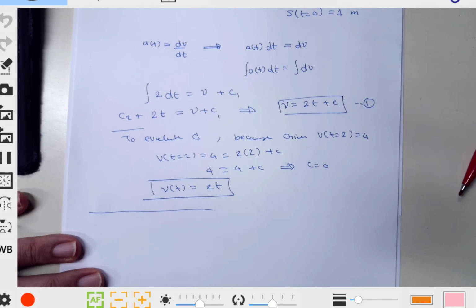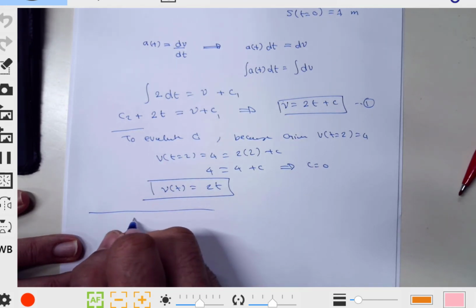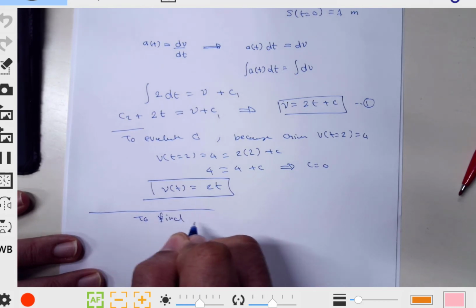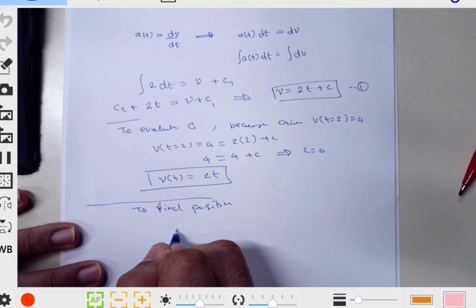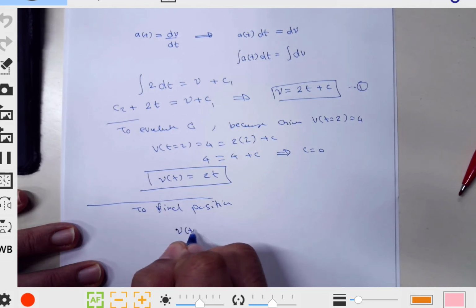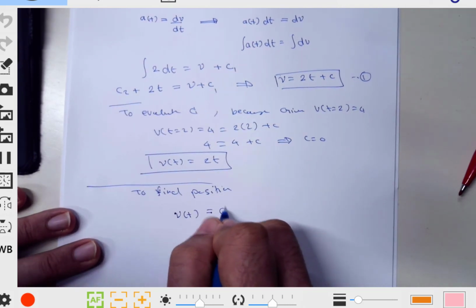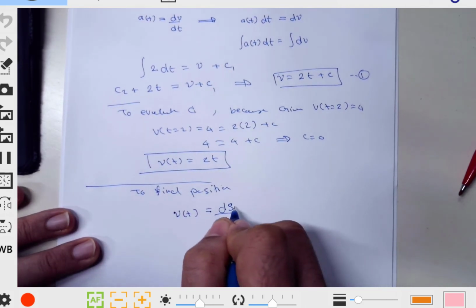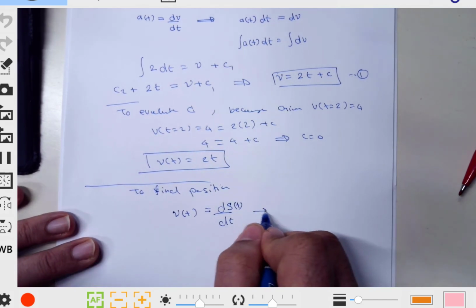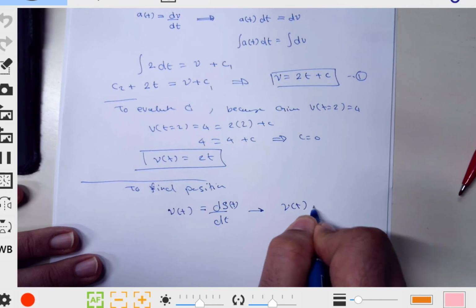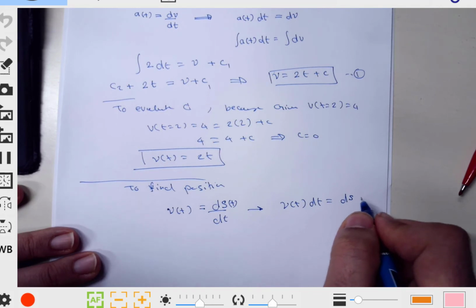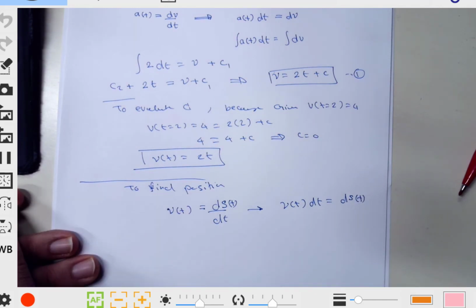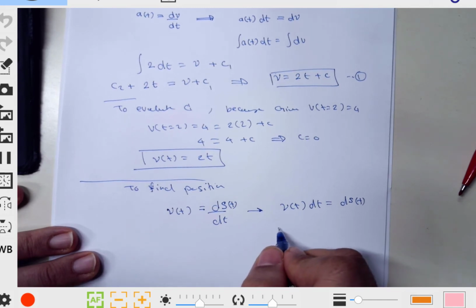Now let's find the position. To find the position from the velocity, we know the relationship that the velocity is the derivative of what? Position, right? Rearrange, and then take the integration of both sides.